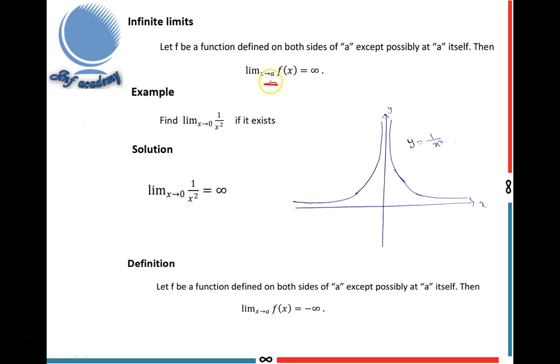Once again, this means that the value of f of x can be made arbitrarily large by taking x sufficiently close to a but not equal to a. This does not mean that infinity is a number. That is, it doesn't mean that the limit exists. We symbolically write limit x tends to a of f of x equal to infinity, but we simply say the limit does not exist.